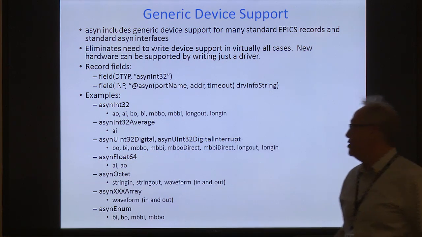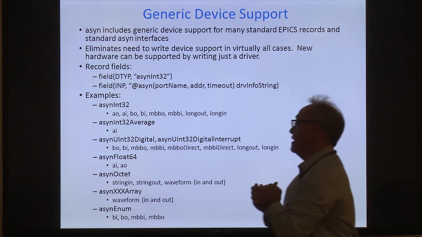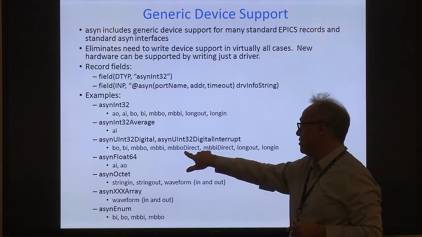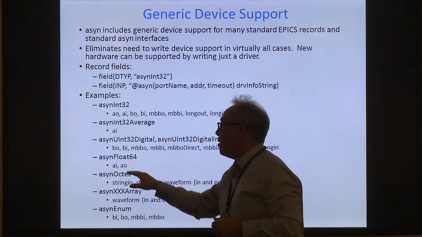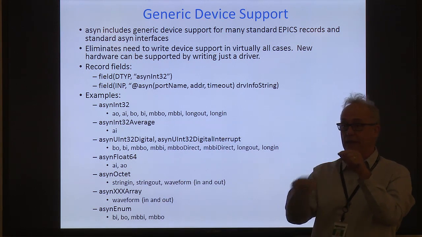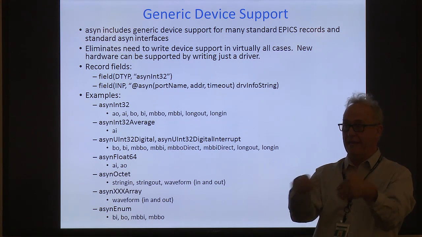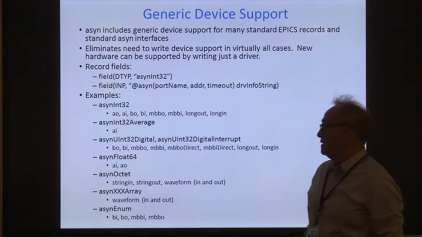This is the UInt32Digital, so it's intended for bit I/O, and that again has binary output, binary input, MBBO, MBBI, records called MBBO direct and MBBI direct, long out and long in. Float64, so this would be analog input or output records where you're directly writing a floating point value instead of an integer value to an ADC or from an ADC or to a DAC.